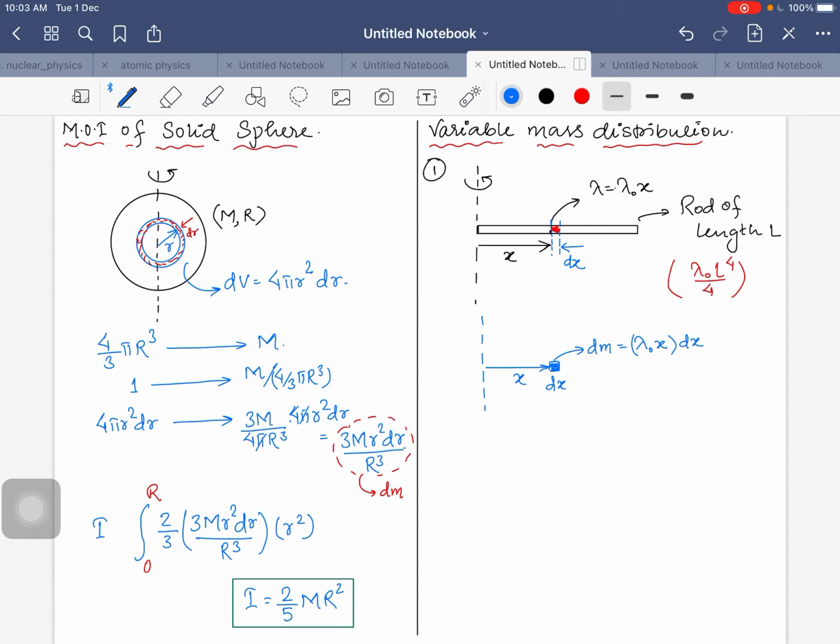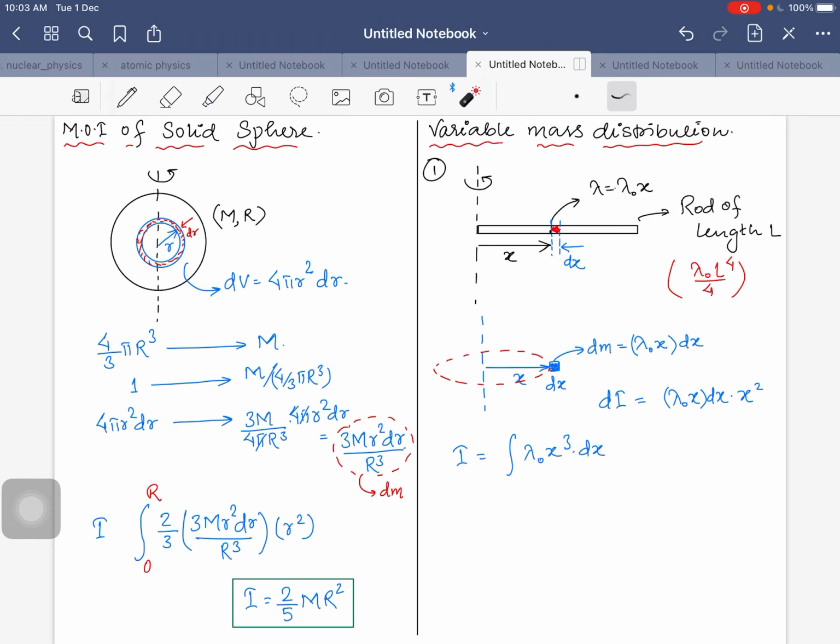So this is the mass, and it is rotating. How is it rotating? It is rotating like this. Okay. So you can write the moment of inertia of this particle. So dI, what you can write? You can write dm into x square, that is the point particle. So this is dm into x square. Clear? So I will be the integration of lambda naught x cube into dx, and proper limits.